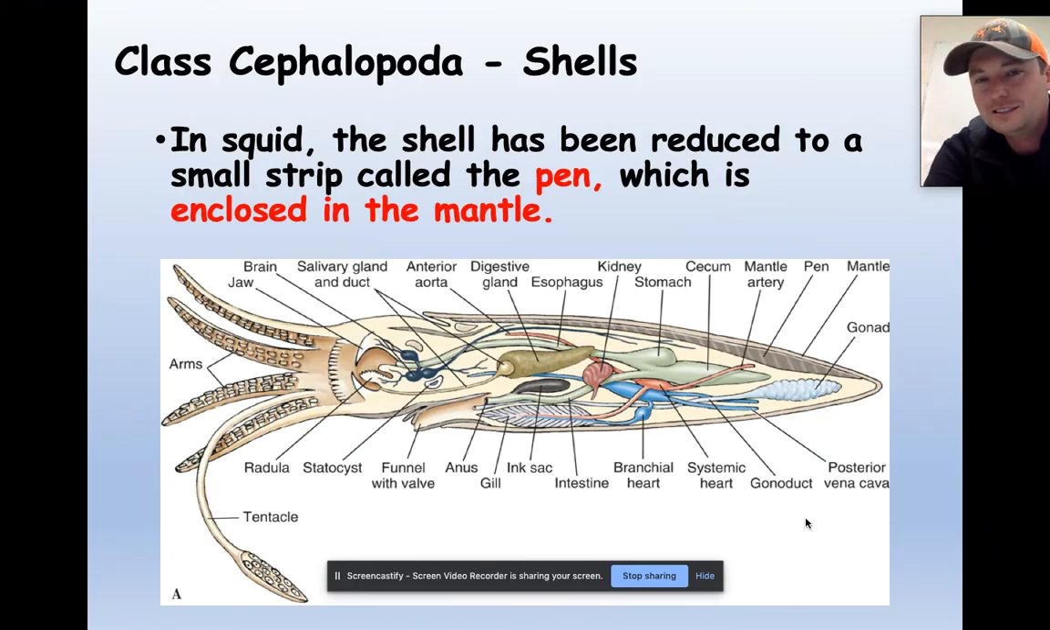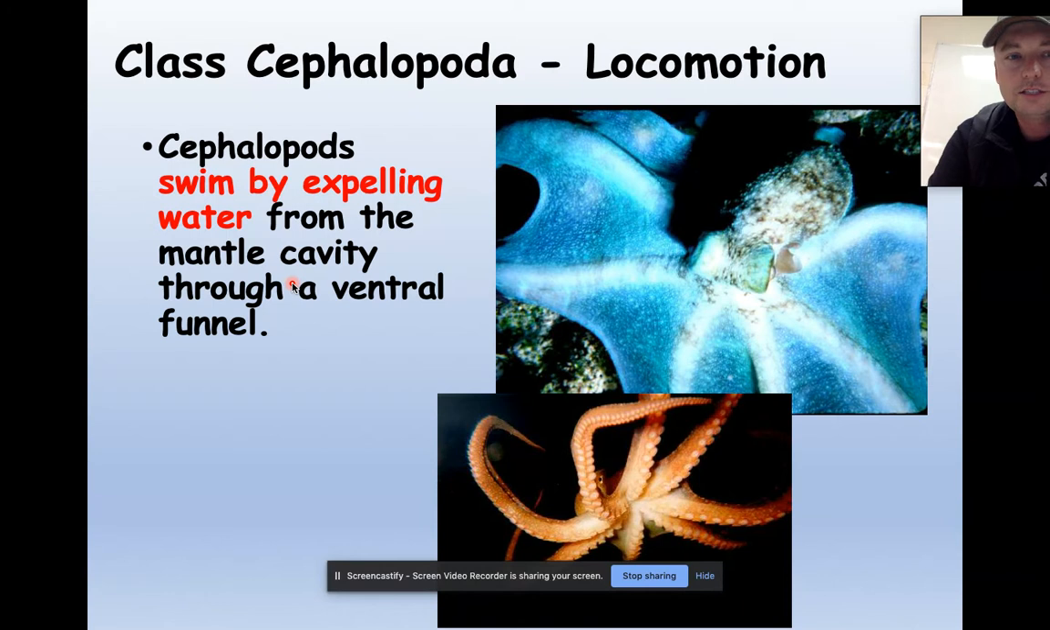So again, the cephalopod's shell, its mantle, is actually inside its head region, right? So what you'll see right here, I'll switch to a laser pointer again. This laser pointer here is actually the pen. So that's actually the shell, or what is left, a remnant of the shell of other mollusks like the snail and clam. So, they can swim by expelling water from their mantle cavity and through that ventral funnel or siphon. So that's also where ink can be expelled as well.